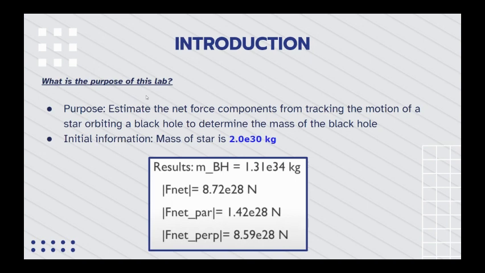And what is the purpose of our lab? Our purpose is to estimate the net force components from tracking the motion of a star orbiting a black hole, and all of this to determine the mass of the black hole. Our initial information is that the mass of the star is 2 to the power of 30 kilograms. Using the initial information, we were able to compute Fnet parallel and perpendicular components, and then the total Fnet.